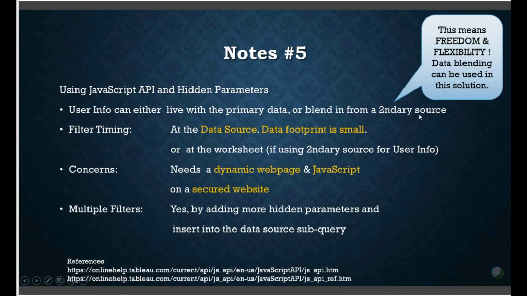And let's see the notes for solution number 5. Solution number 5 says the user data can either live with the primary data source or blend in from a secondary source. So this means freedom and flexibility for us, right? And the filter timing is at the data source. If the filter is at the data source, the data footprint is small, the data size is small. Or the filter can be at a worksheet. So you're using data blending to include the user's information, so you can do the filter at a worksheet too. So this solution has a lot of flexibility.